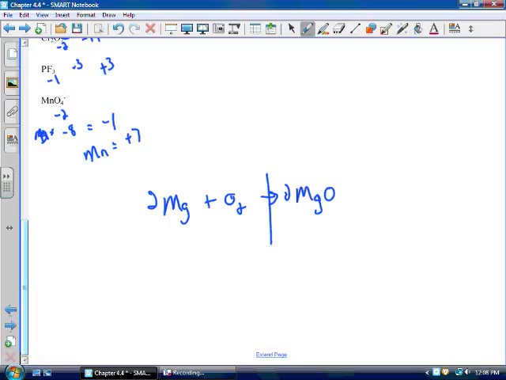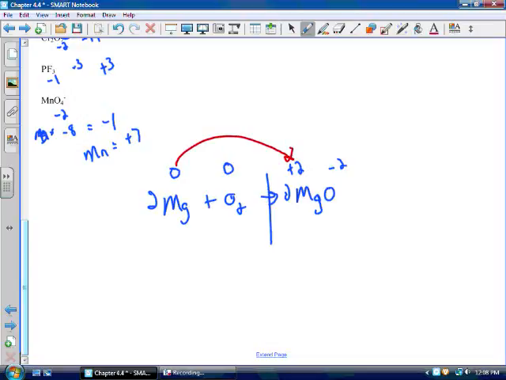Before the reaction, magnesium is by itself, which means it has a 0 oxidation state. Oxygen is in its natural state, so it has a 0 oxidation state as well. After the reaction, they are joined together. When magnesium and oxygen are part of a compound, oxygen is -2, and magnesium is +2. Magnesium has gone from a 0 oxidation state to a +2 oxidation state.